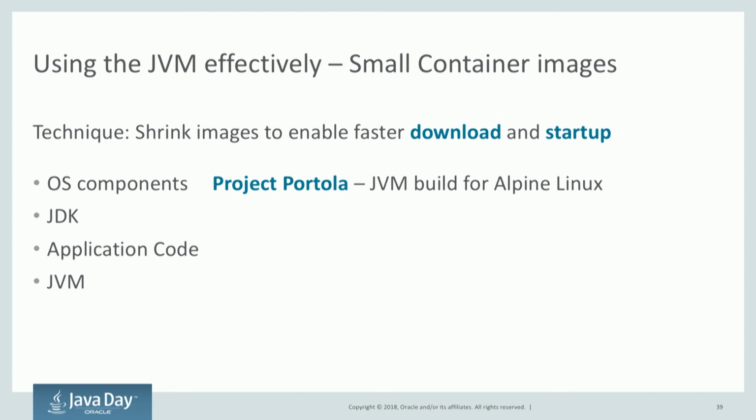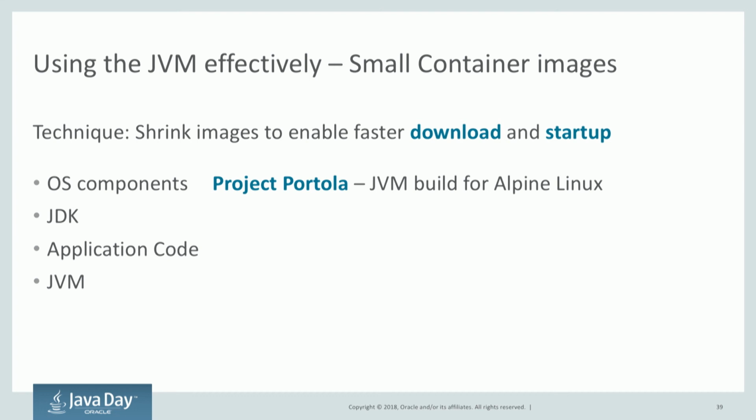If you want to use a smaller base image, so don't start with from Oracle Linux, or from Ubuntu or from Red Hat, start with from Alpine. Alpine Linux base image is a full Linux with different libc from normal, but it's still a full usable Linux, and it's 4 megabytes in size.